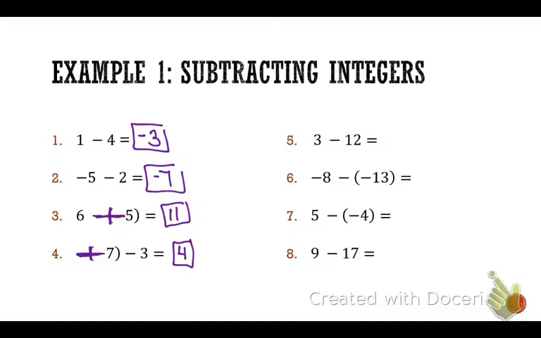All right. Now I want you to do numbers 5 through 8 on your own. When you finish, I want you to compare your answer with your neighbor. Okay. What did you guys get for 3 minus 12?